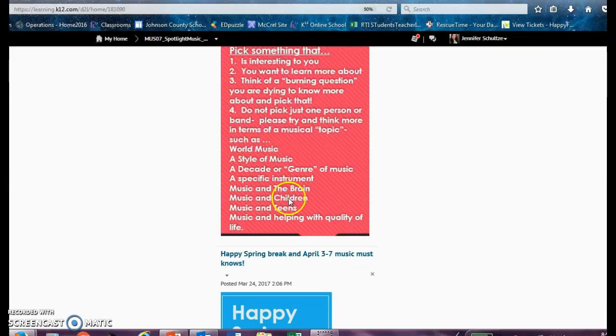You can also pick music in something else, like music in the brain, music in children, music in teens, music helping with the quality of life, music and developmentally disabled, music and the elderly. So any of those are great topics to choose, but of course, the sky is the limit. You can choose something else if none of these sound good to you.